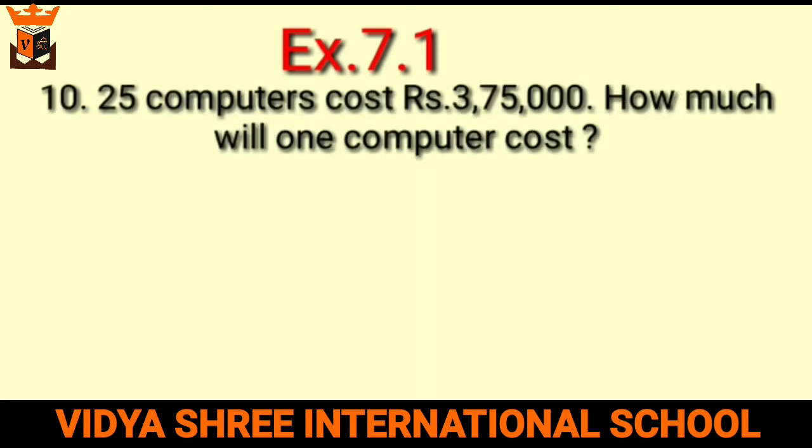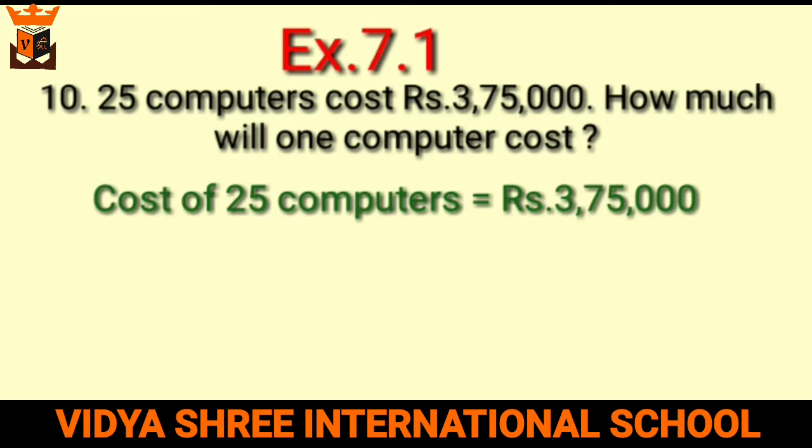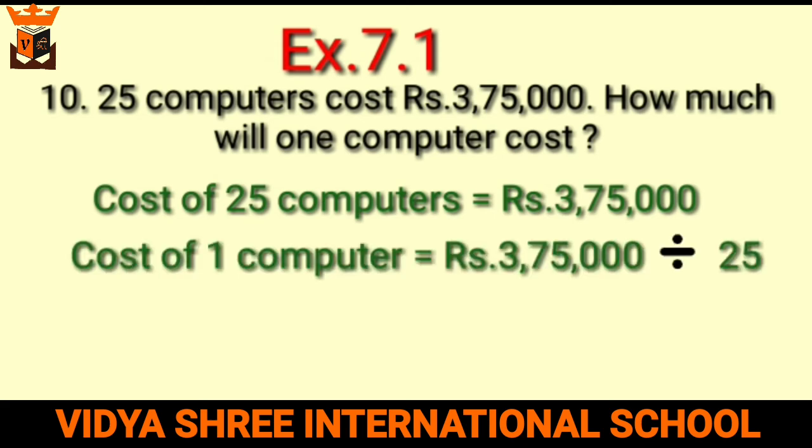Question number 10 is, 25 computers cost rupees 3,75,000. How much will one computer cost? So it is given for many and we have to find for one. So we will divide. According to the question, the cost of 25 computers is equal to 3,75,000 and the cost of one computer will be 3,75,000 divided by 25. So after dividing, we get 15,000 is the cost of one computer.